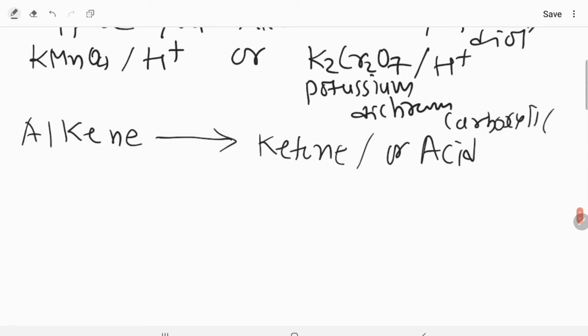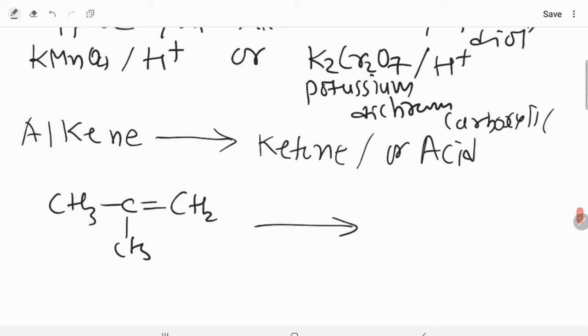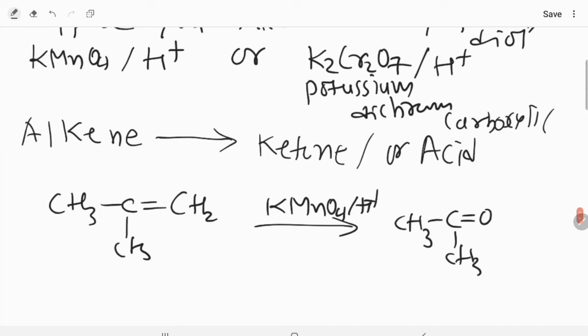It's a very easy reaction. Suppose you take an example of a CH3 C double bond CH2 alkene. What we take here is KMnO4 in acidic medium. In that case CH3 C double bond O CH3, which is known as acetone, is formed, plus carbon dioxide and H2O are released.